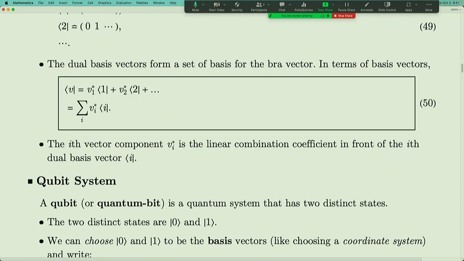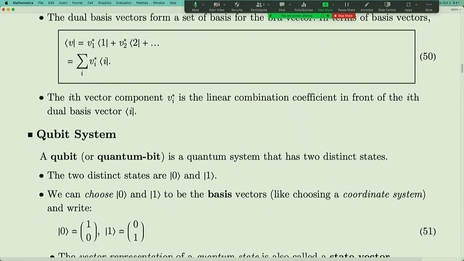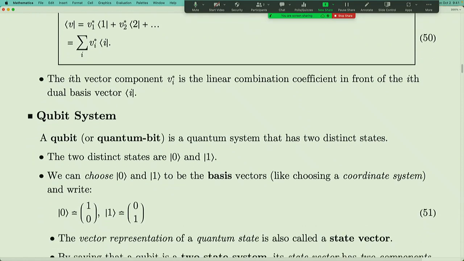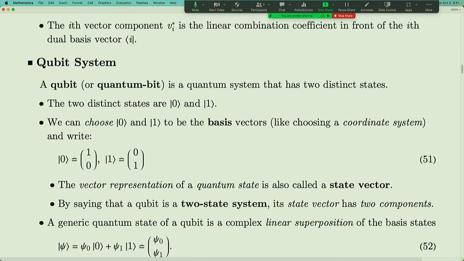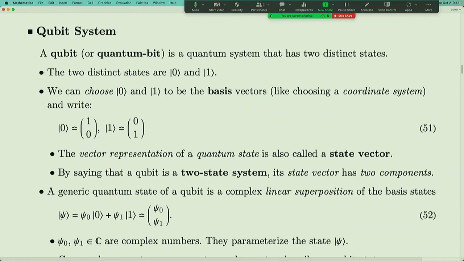That's why in quantum mechanics, we like this way of writing vectors more, because it's basis independent. Okay, so this is the bra and ket vectors. Now let's look at an example.